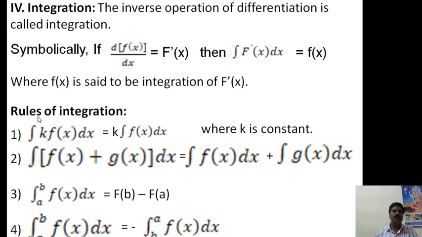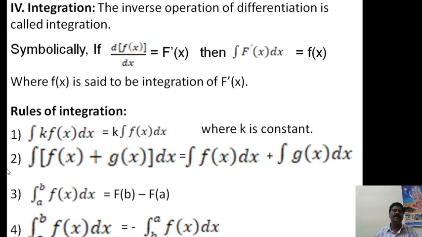The first rule is the integration of k times f of x dx, where k is a constant. This can be written as k times the integration of f of x dx. Here k is a constant, so it should be taken outside of the integration, and we take the integration of the function itself.